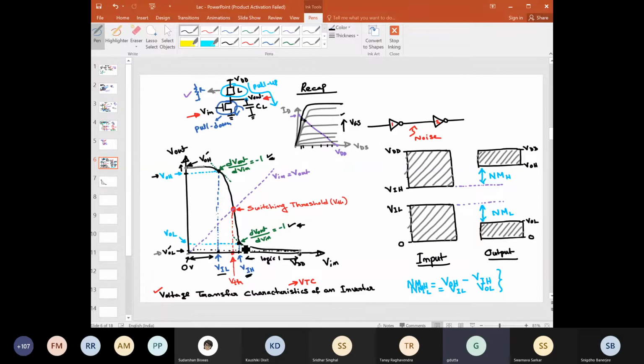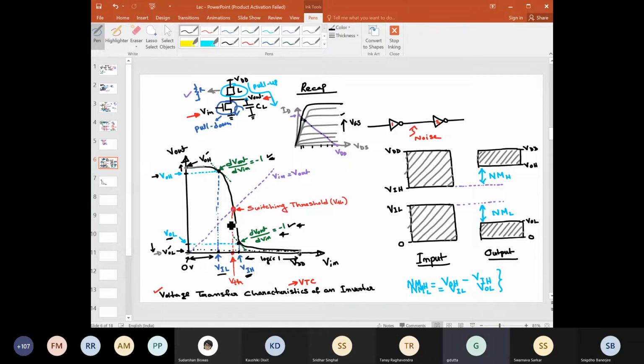Similarly, corresponding to this point, this VOL, right? We have said that from VOL till 0 volt, that is this range, any voltage in the output is considered to be output logic 0, right? Okay, so I think here we have defined all the points. One last point is this point, the switching threshold, right?